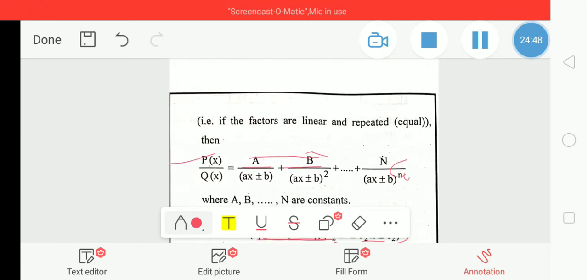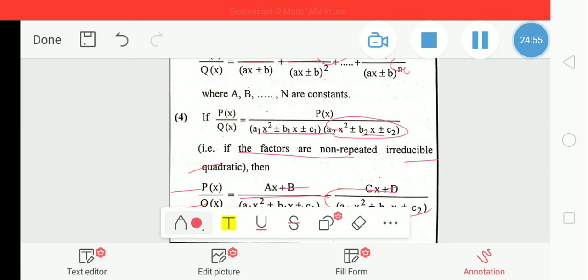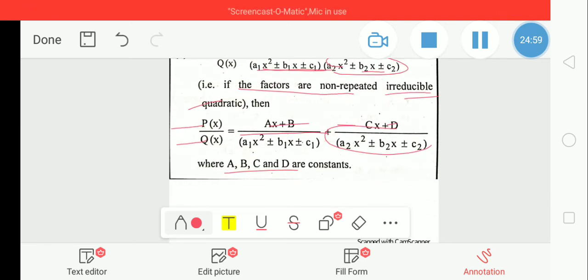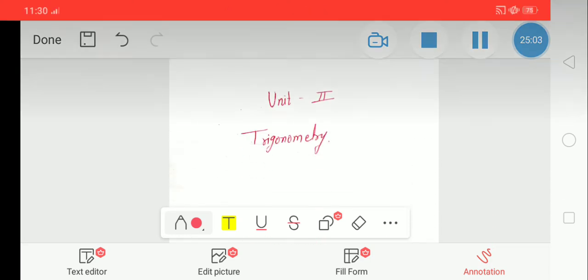Now here the fractions are linear and repeated, so we use this one, and here they are not repeated, and this one is irreducible, so we take this type. So here unit 1 is completed.